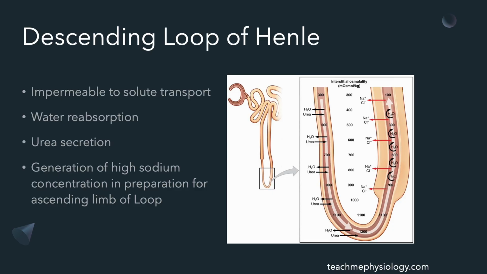What makes the descending loop important is that the removal of water allows a high sodium concentration that sets up the ascending limb of the loop of Henle to actively transport sodium molecules out and generate the medullary concentration gradient.